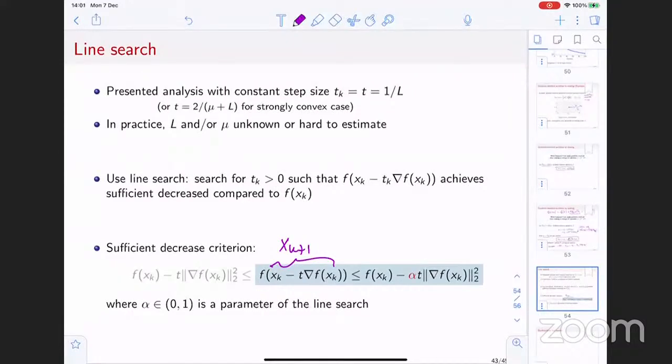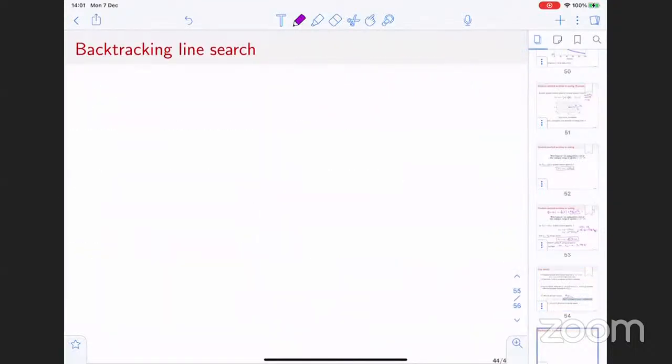Let me try to explain where this right-hand side is coming from by drawing a simple picture. Remember, once we fix the direction, the gradient, I really should think about my function restricted to this one-dimensional line. So let me talk about phi of t, which is equal to f at x minus t times the gradient of f at x. This is just a function of one dimension.